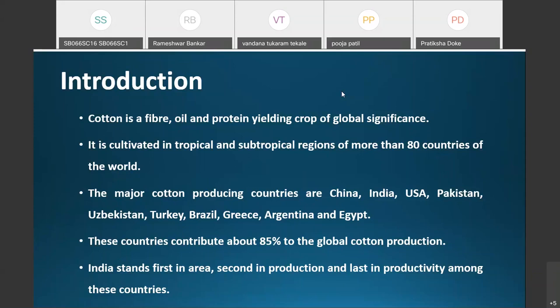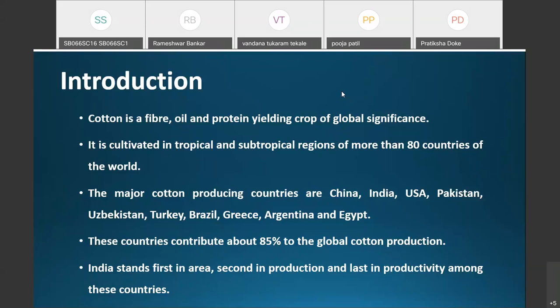Of all these countries, India stands first in area, second in production and last in productivity. That means whenever we consider the area under cultivation, India stands first, but in production it is second, and in productivity it is last among these countries.